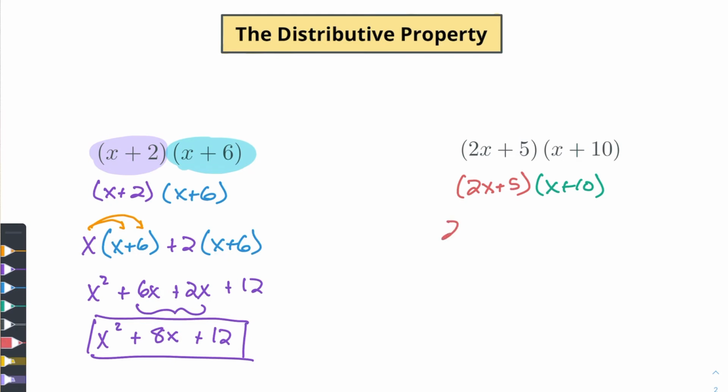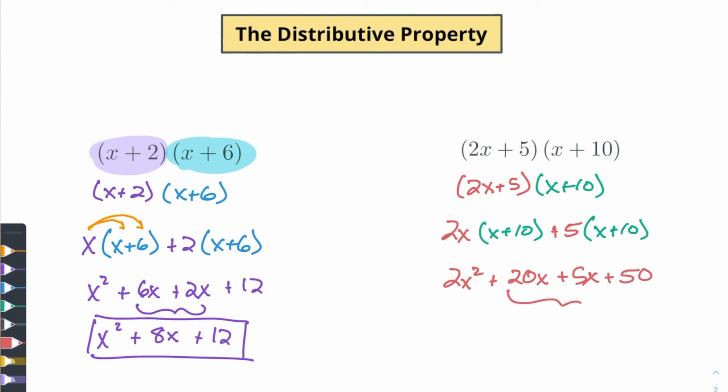I'm going to take that 2x and multiply it by everything in my second parentheses, my x plus 10. And then I'm going to take that positive 5 and multiply it by everything in that second parentheses, x plus 10. Using my mental arrows, I've got 2x times x, which is 2x squared, 2x times 10, which is 20x. I've got 5 times x, which is 5x, and then 5 times 10, which is 50. All positives across here. Add these two things together: 2x squared plus 25x plus 50.